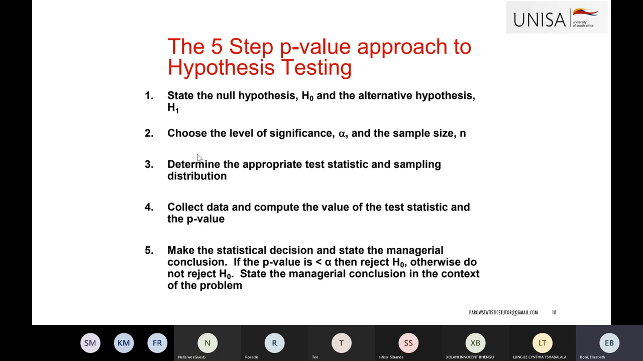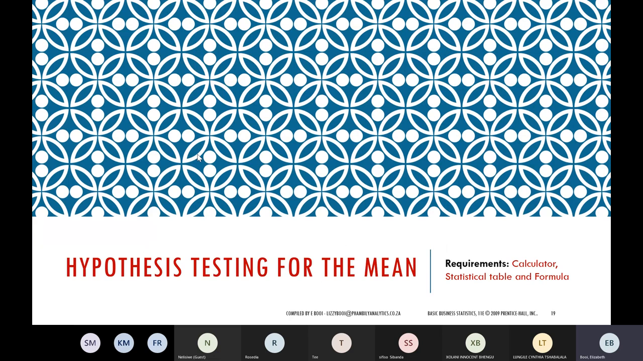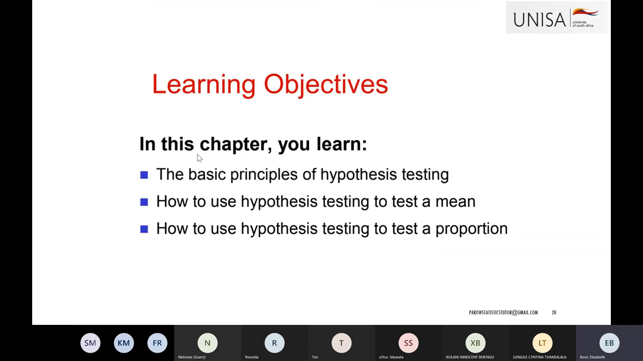So we're going to continue on that note with the hypothesis testing for the mean when the population standard deviation is unknown. That is what we're going to be looking at today. And on Wednesday, we're going to look at hypothesis testing for the proportion.